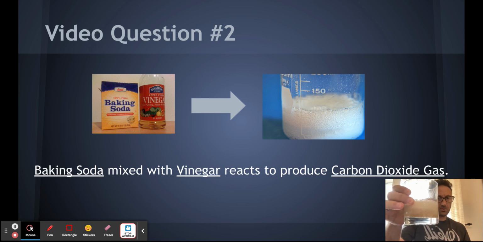Earlier, I asked you which were the reactants and which were the products. But now, how do you know a chemical reaction has occurred?